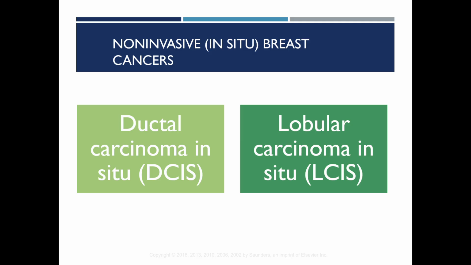Then you have the non-invasive in situ breast cancer, and you have two forms, the DCIS, or the ductal carcinoma in situ. This is where the cells are located within the duct. And then you have the lobular carcinoma in situ. This is where the cells are contained within the lobules. And it's not considered cancer, but it puts the patient at high risk for developing invasive breast cancer.